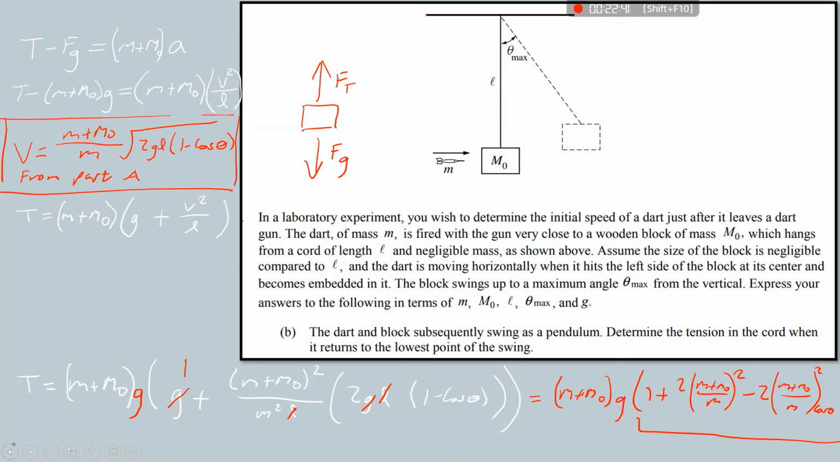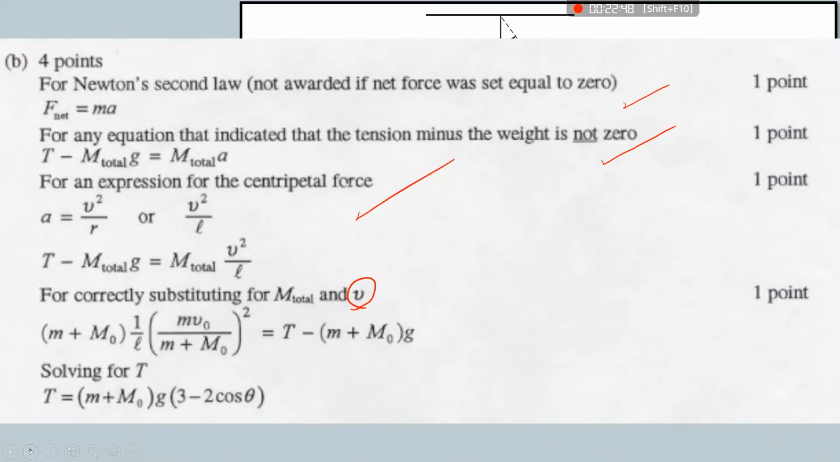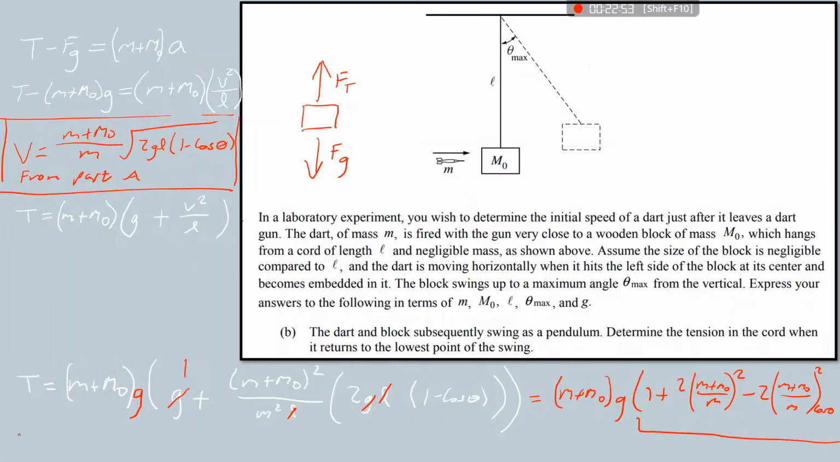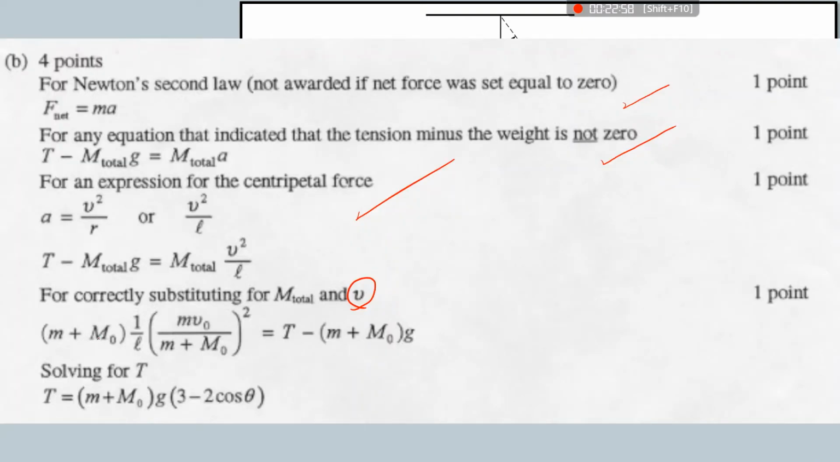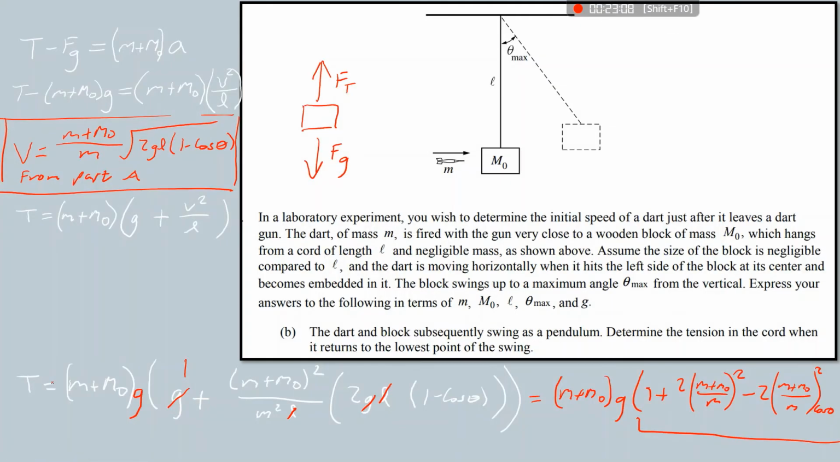I'm not seeing it. Do you? No. Me neither. Okay, we have that, T minus (M plus M naught)G, we got that. M plus M naught times V squared over L. V squared over L, we substituted for V, and divided by L, that's fine.